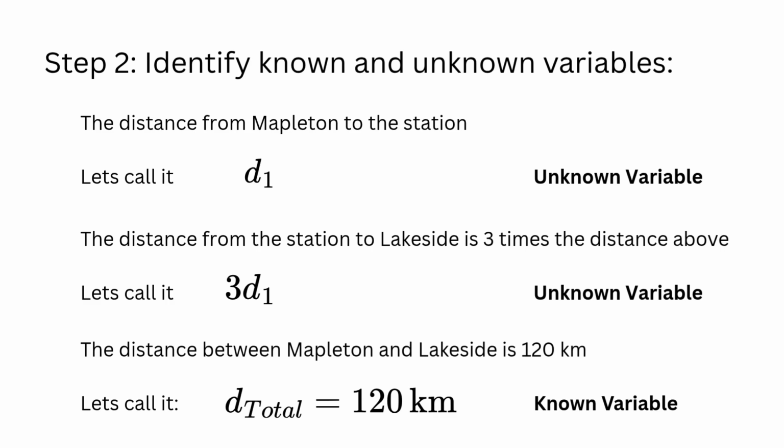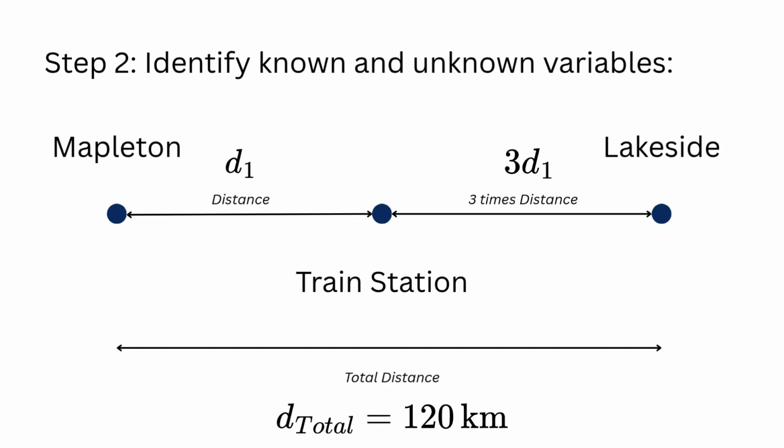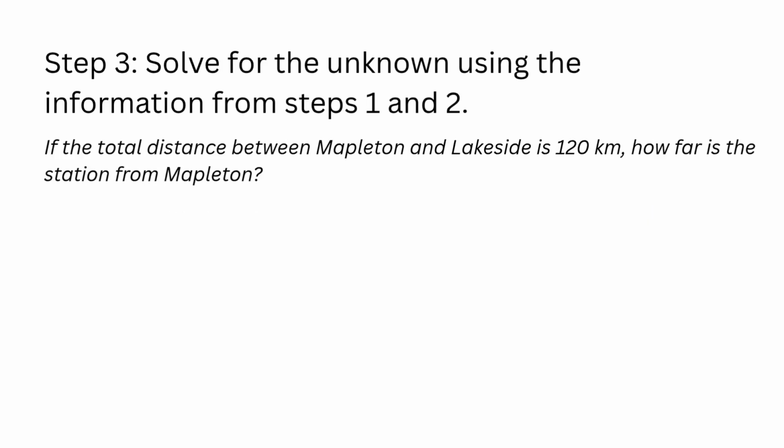So now we have our variables. We now can move on to step number 3 and try and find the answer. Also, as you can see, I mapped out the different variables in the problem that we looked at visually before. So D1 is the distance from Mapleton to the train station. 3D1 is 3 times the distance from the train station to Lakeside. And D total is the total distance, 120 kilometers, from Mapleton to Lakeside. So that's a good way to actually map it all out in the picture there. Okay, so now moving on to step number 3, we solve for the unknown using the information from step 1 and step 2.